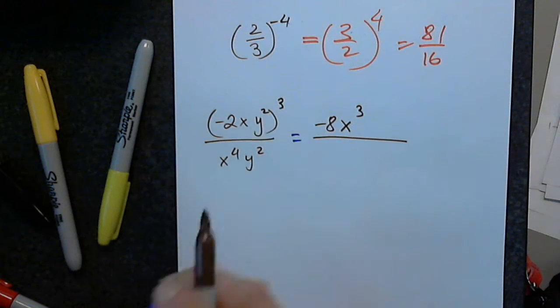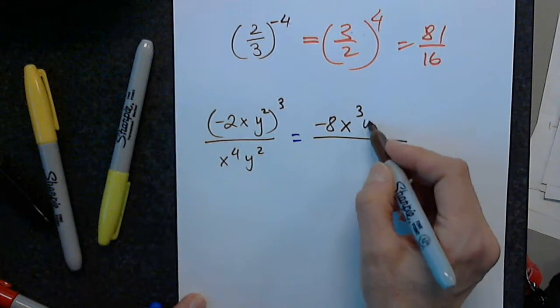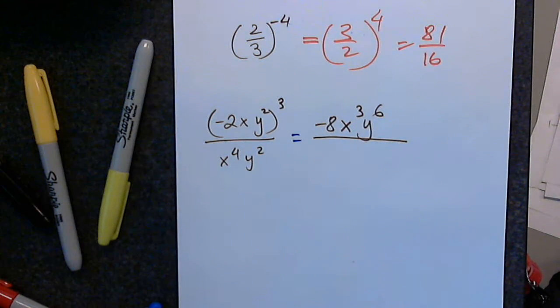You don't add it? It's y to the 6. Indeed. Remember, when we multiply exponential notations with the same base, we add the exponents. When we raise them to a power, we multiply the exponents. When we divide the same base with different exponents, we subtract. Okay? So this must be copied.